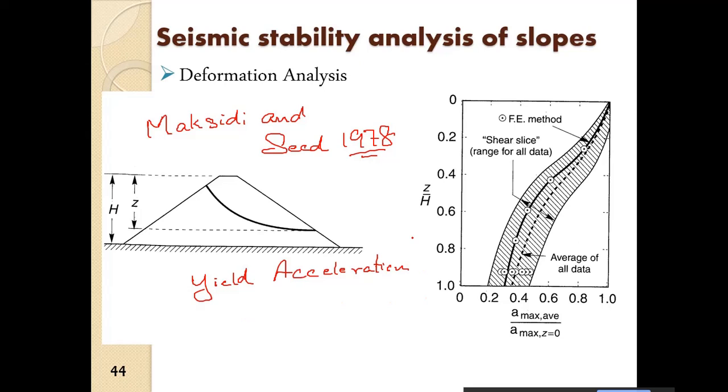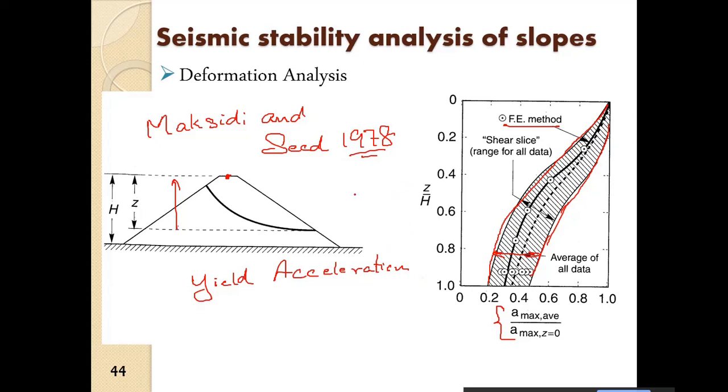Okay, and then they said that within a slope, the A max at z equal to 0, that is here, varies with depth. So A max average by A max z varies with depth. They did finite element analysis and shear slice analysis from various data, and then they came out with this particular curve. This is the range of all available data that they have collected.